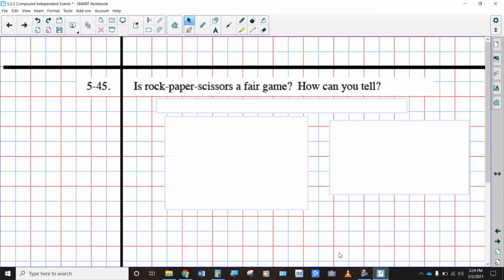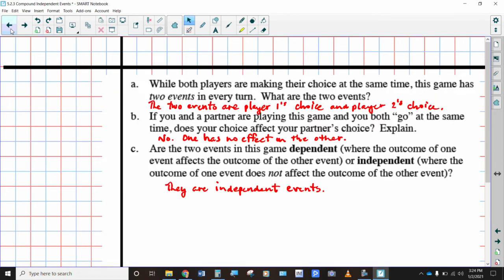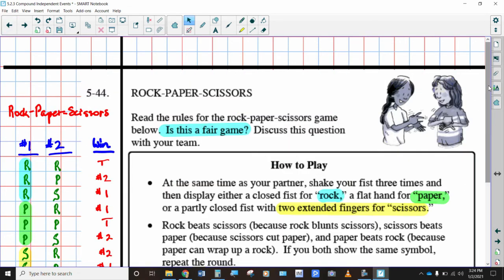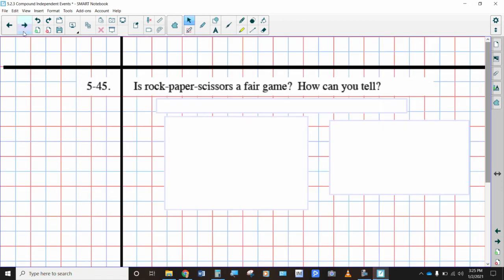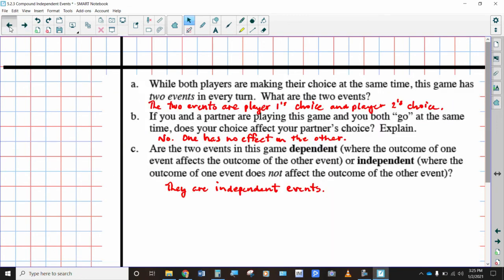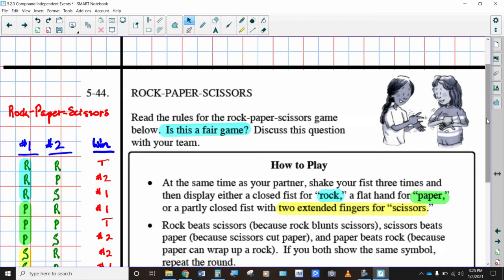Well, let's go back and look at our results. Please go through and analyze how many times did player 1 win, how many times did player 2 win, and how many times did they tie. Okay, go ahead and pause. I'm going to go ahead and pause. And you determine, answer that question. What's the question that we need to answer? Is this a fair game or not? How can you tell? Be ready to justify it with the numbers that we've got up here.